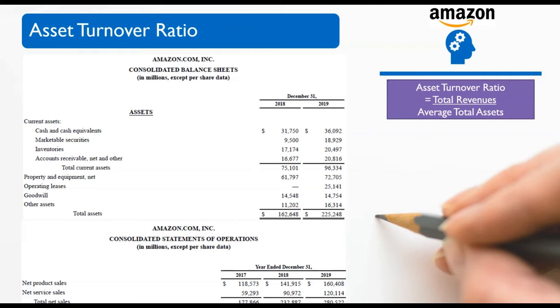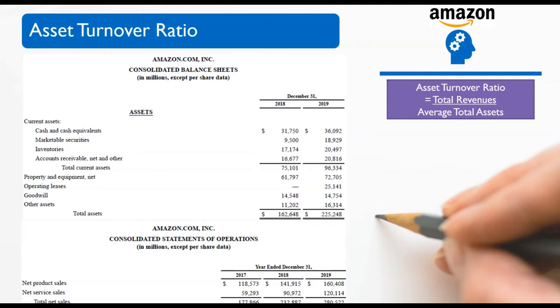So, what is the asset turnover ratio and why is it important? Well, the asset turnover ratio helps investors understand how effectively companies are using their assets to generate sales. This is calculated as the ratio of total sales over average assets. Investors use this ratio to compare similar companies in the same sector or group.